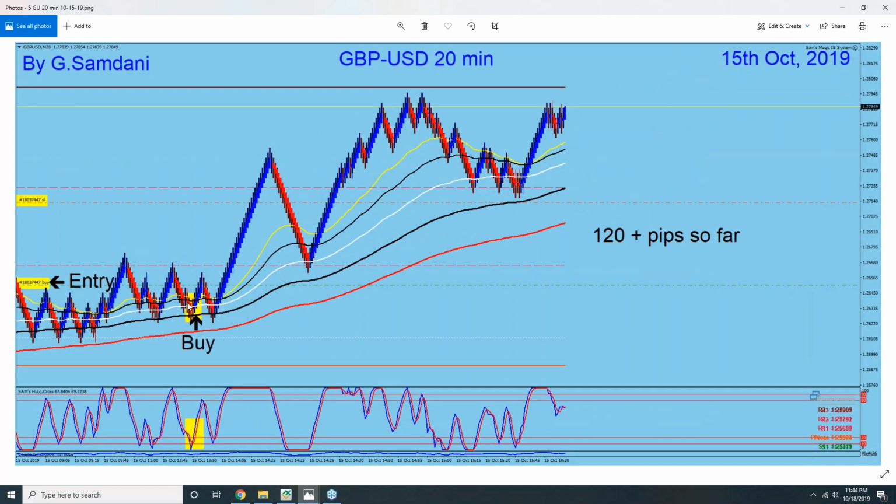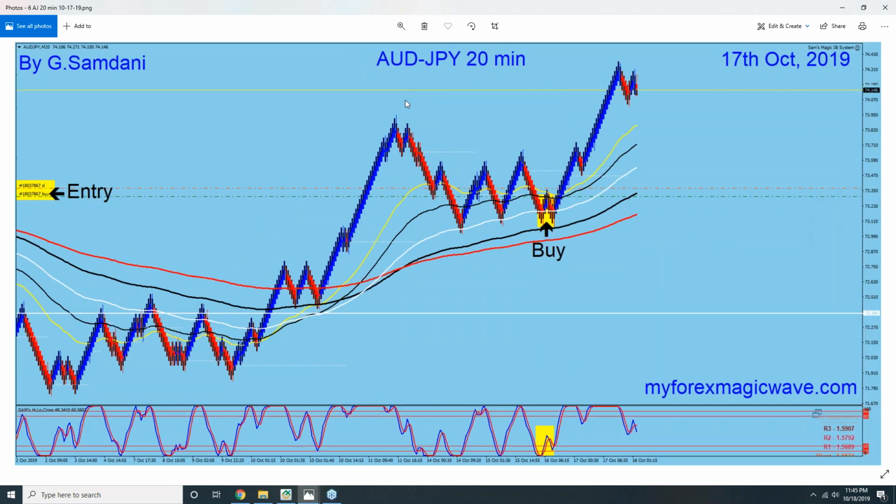Now pound USD also turned to the upside, all pound pairs, because pound started getting strong. There was some good news from Brexit that it is going to happen, and pound started getting the benefit. And on the 15th October again, pound USD from 20-minute chart, 120 pip to the upside. Now some of those pound gains end there, and yen gains started, and I'll show you the reason at the end of the video after these charts.